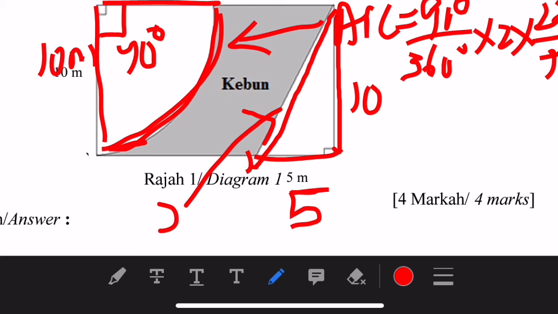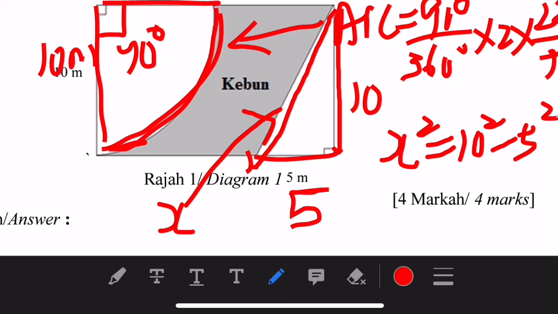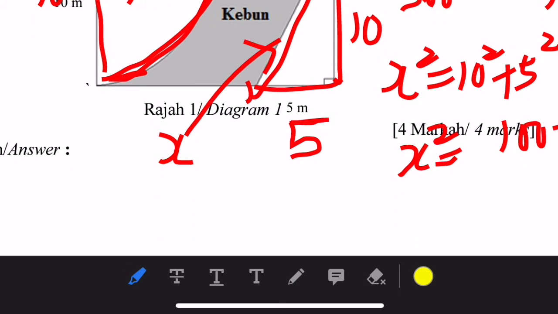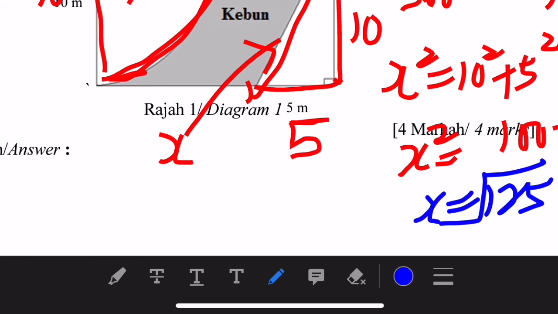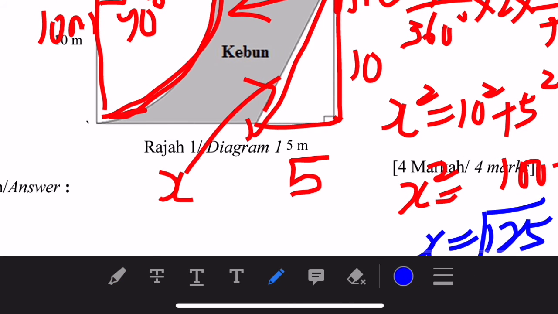So we will find the x, using Pythagoras theorem, 10 square plus 5 square. It's not minus, it's plus. So the answer is 100 plus 25, right? 125. So that means the length there is square root 125. Okay, so you can write down here, this is square root 125. So we need this part.